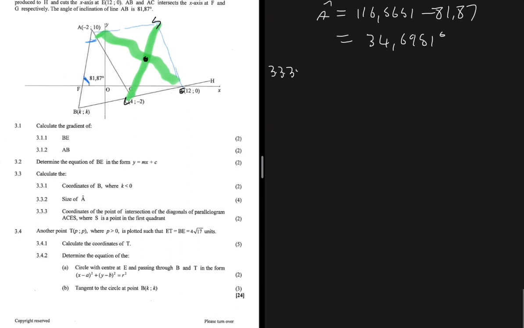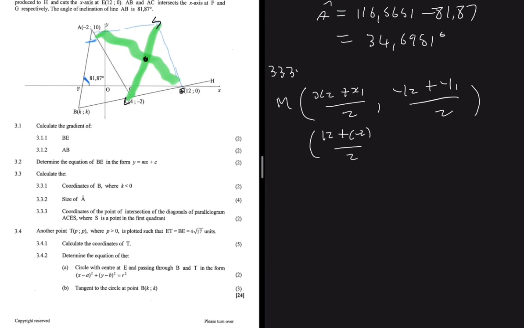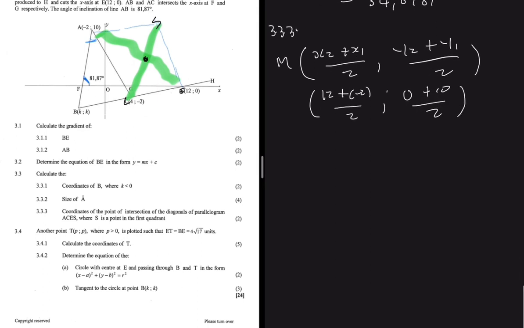So let's call the midpoint M, right? We're going to have x2 plus x1 divided by 2, y2 plus y1 divided by 2. That's how you determine the midpoint. For x2, we can take A as the second point, or we can take E as the second point, but let's just take E as the second point. So we're going to have 12 plus minus 2 divided by 2, and for y, we have 0 plus 10 divided by 2. This gives us 5 and 5. So the point of intersection of the diagonals of the parallelogram ACES is (5; 5), right?